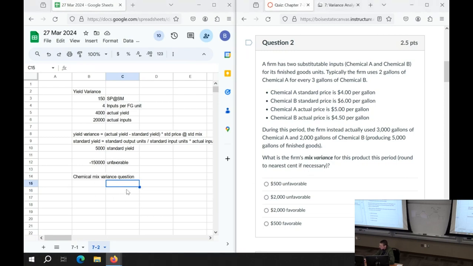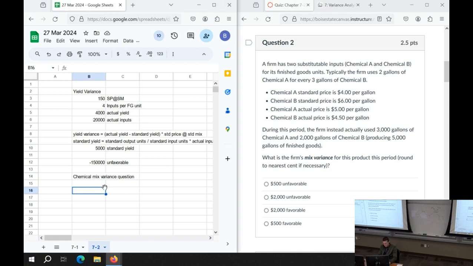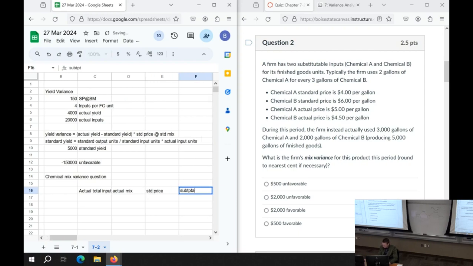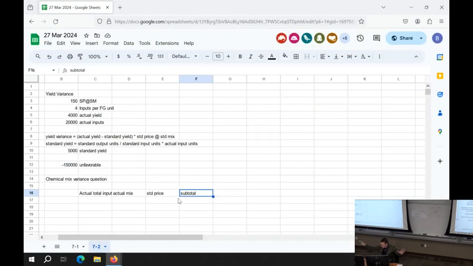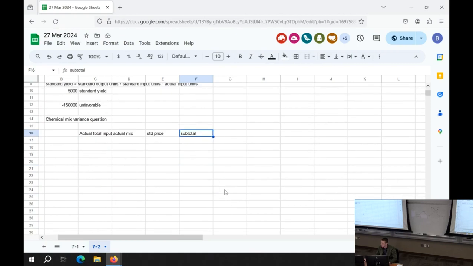And I'm going to build the table. So I know in the table I'm going to have actual total inputs, actual mix, standard price, and a subtotal. And for this one, I'm going to go ahead and just flip between the two because I need some width on this spreadsheet here.